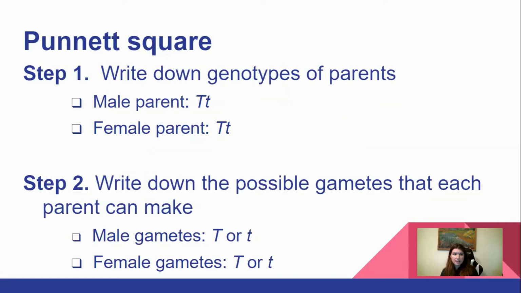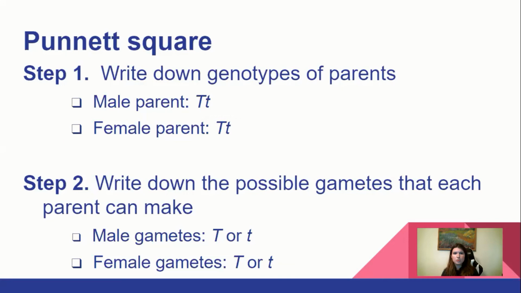So as we're tracking genotypes and phenotypes, we have a couple of steps we're going to use to make our Punnett squares. First thing we're going to do is, on the top and on the left of our square, write down the genotypes of the parents. In this case, we're going to track height. So let's say capital T is going to be tall, and lowercase t is going to be short or dwarf.